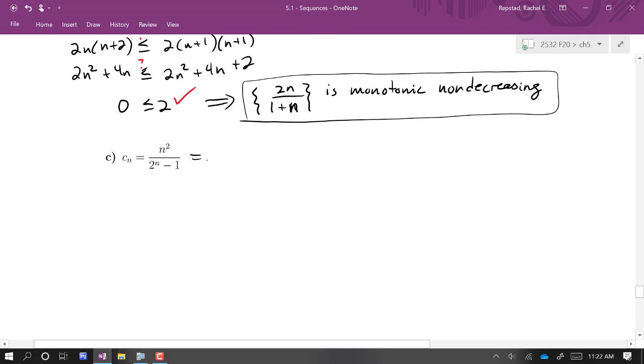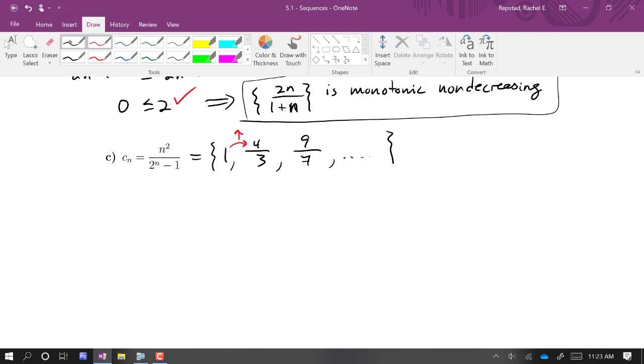Let's look at one more. Our c_n's are defined by the nth term equal to n squared over 2 to the n minus 1. So if n is 1, we get 1 over 1, which is 1. If n is 2, we get 4 on top, on the bottom, 2 squared minus 1 is 3. If n is 3, we get 9 over 2 cubed is 8, minus 1 is 7. Now right off, I think actually we're kind of ready to draw a conclusion here. From 1 to 4/3 is definitely an increase.